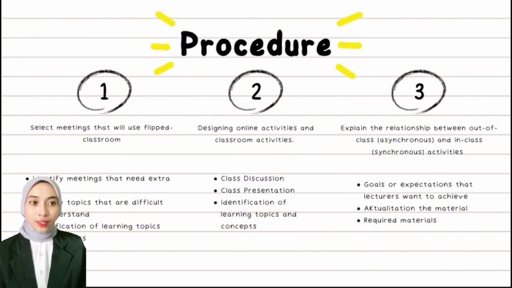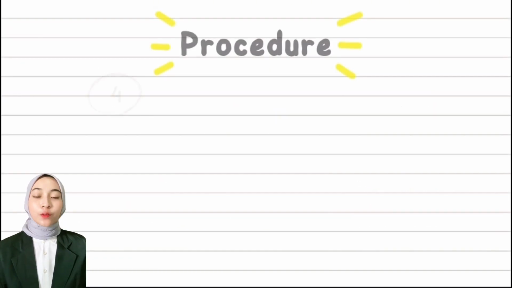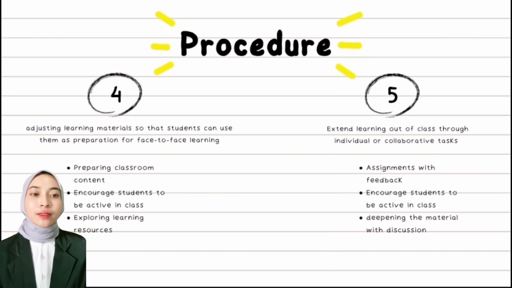Okay, the third procedure is to explain the relationship between out of class asynchronous and in class synchronous activities. For example, goals are expectations that lecturers want to achieve, actualization of the material, required materials. Okay, the fourth procedure is adjusting learning material so that students can use them as preparation for face-to-face learning. For example, preparing classroom content, encouraging students to be active in class, exploring learning research.